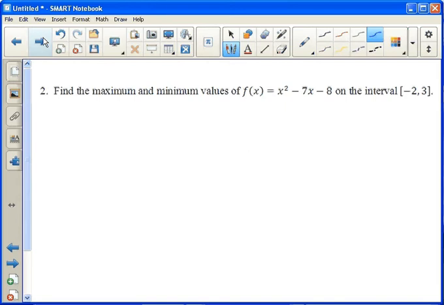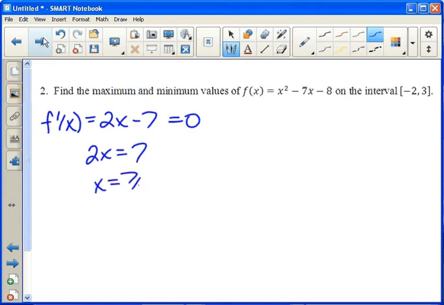So first, find the derivative, set it equal to 0. I get 2x equals 7, or x equals 7 halves. Double check, 7 halves is in fact in our interval, so that's good. So now I take the critical number, I may have more than one, but here I only have one. Take the critical number and the endpoints and plug them back in the original equation. Oh, sorry, I wrote that backwards. We're going to be plugging in 7 halves, not 2 sevenths.